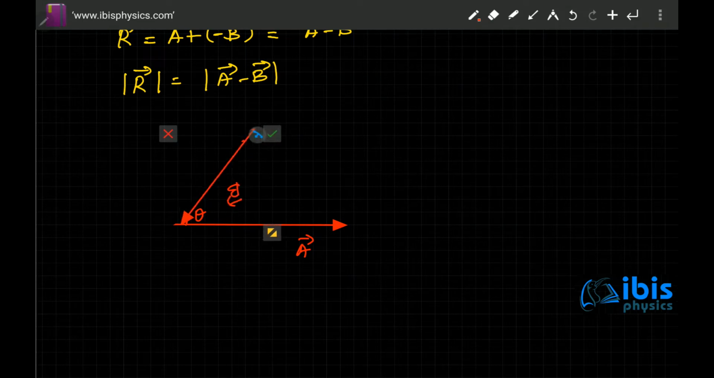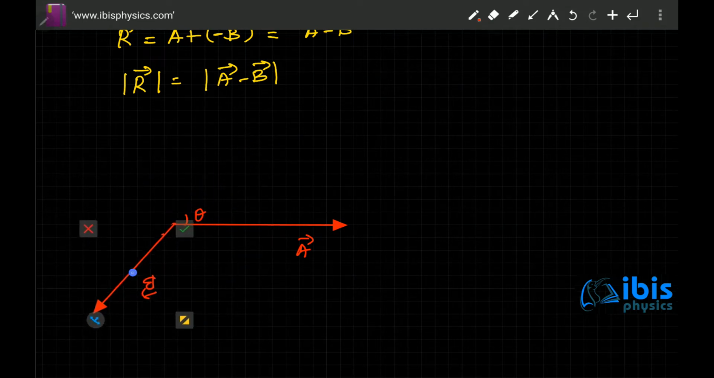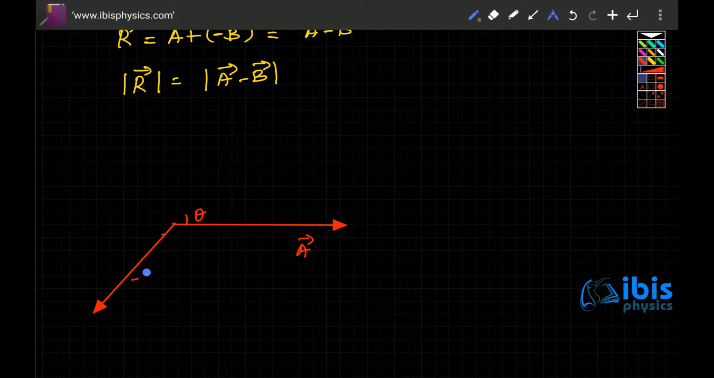So we have done a 180-degree rotation. B was actually there, and now B is on this side. So this is going to be called minus B vector. Previously, I'll just use a dotted line over here, B was in this direction and had angle theta. Now this angle is going to be 180 minus theta.